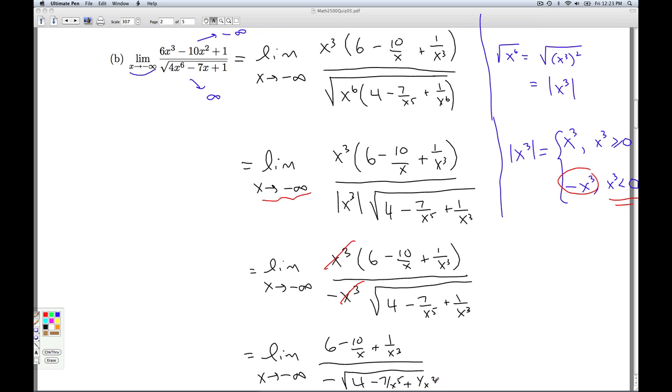And I'm running out of room, I apologize, but we're pretty much done. What's the numerator heading towards? 6 minus 0 plus 0 is 6. What's the denominator heading towards? Negative square root 4 minus 0 plus 0, so that's minus square root 4. So what's my grand final answer? The limit equals 6 over negative 2, negative 3. So that'll do it for part B.